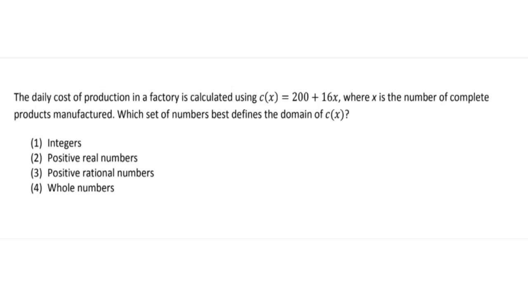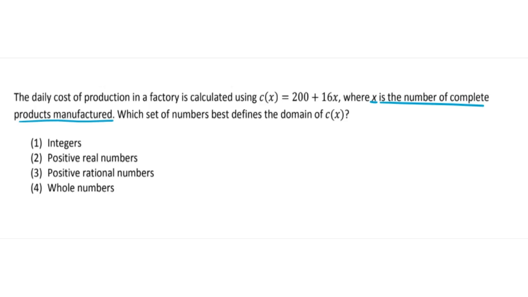Okay, so another word problem, multiple choice. This came right off a Regents exam from 2017. The daily cost of production in a factory is calculated using C of x equals 2x plus 16x, where x is the number of complete products manufactured.